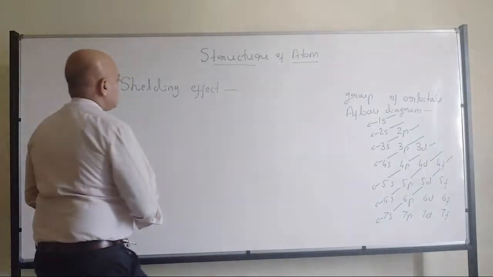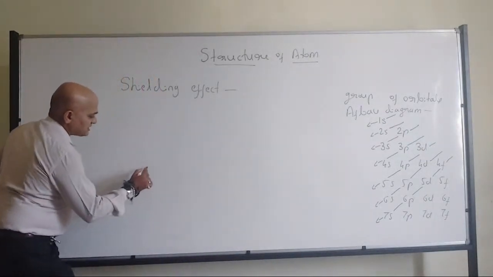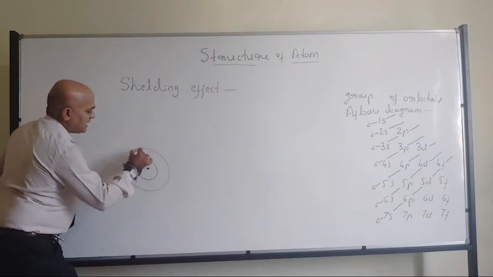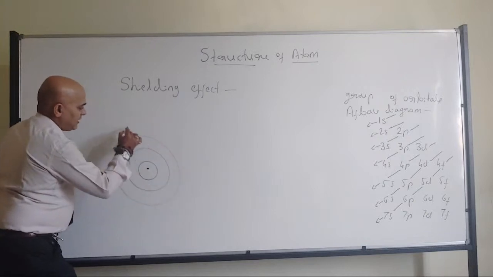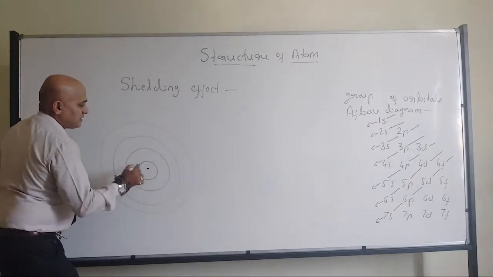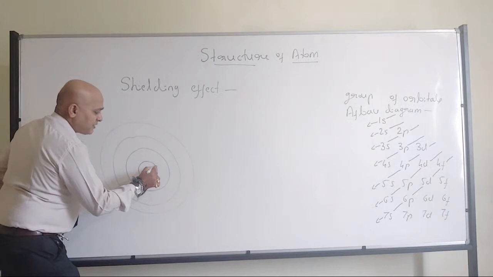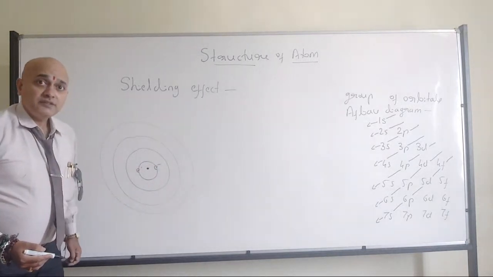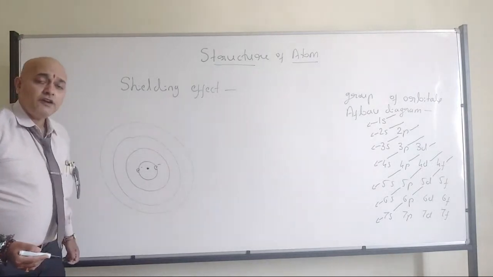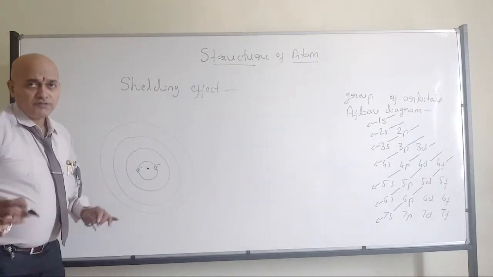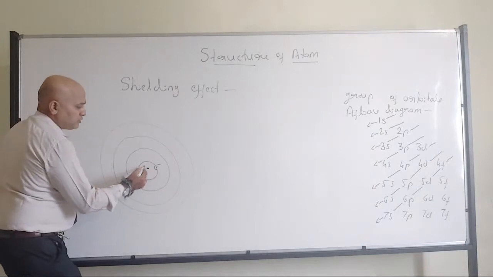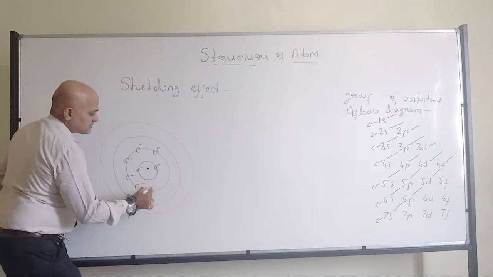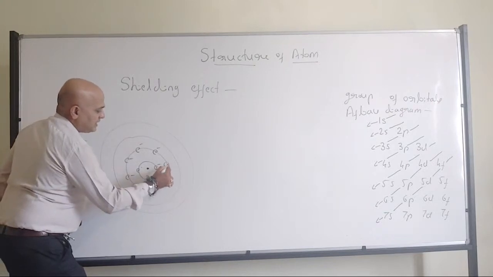So what do you mean by shielding effect? First I will explain, then I will define. See, we have the energy level. So in a multi-electronic species, I have 2 electrons, and we will imagine in this particular element we have around 11 electrons. So 1, 2, 3, 4, 5, 6, 7, 8, 9, 10.